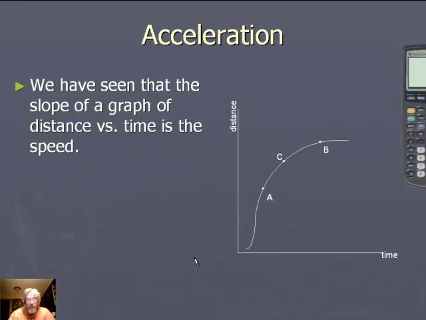Well, today's topic is acceleration. Let's review a little bit. What we've seen already is that the slope of a graph of distance versus time is the speed. And we can think about this in two ways.